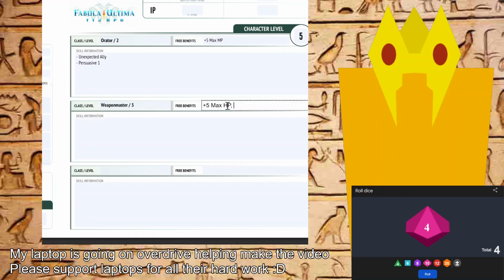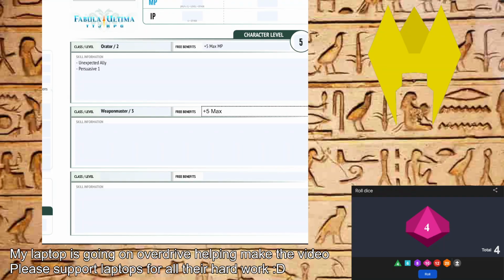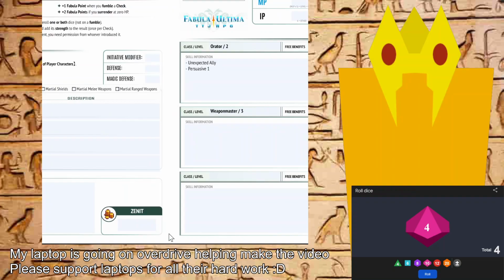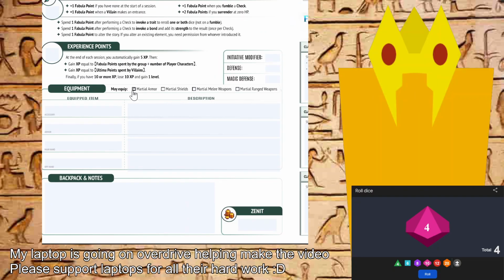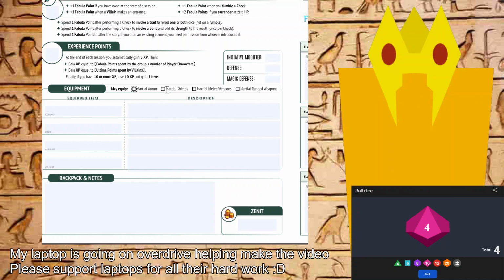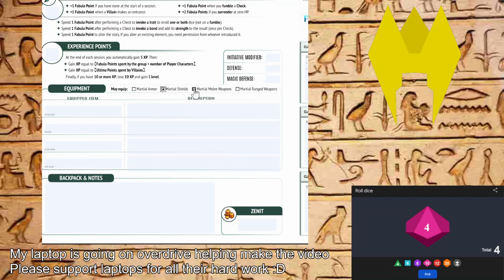And the ability to wield martial melee weapons and martial shields. So that's where we are able to go to over here. The equipment side. We're just going to check off these things if it'll allow me. There we go. Martial, no, not martial armor. Shields and melee weapons. There we go.